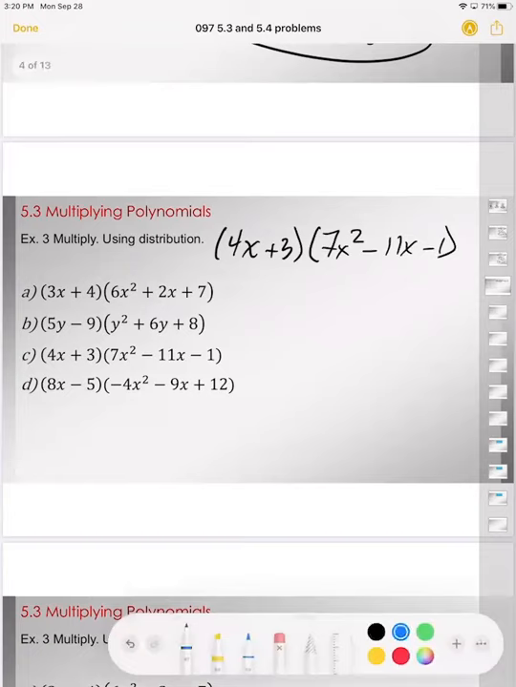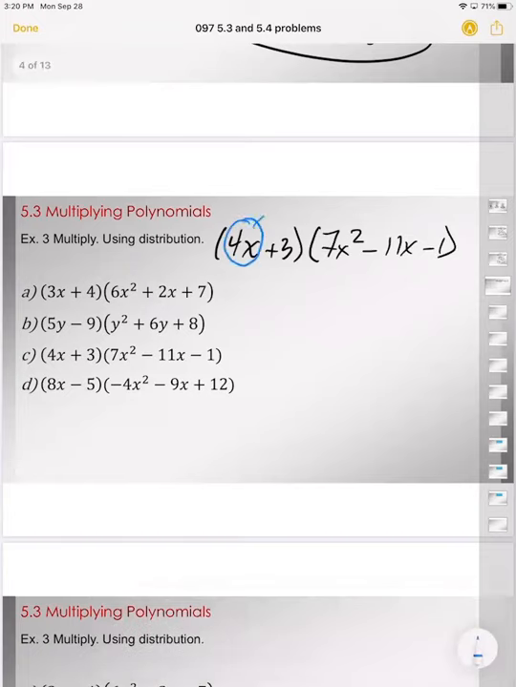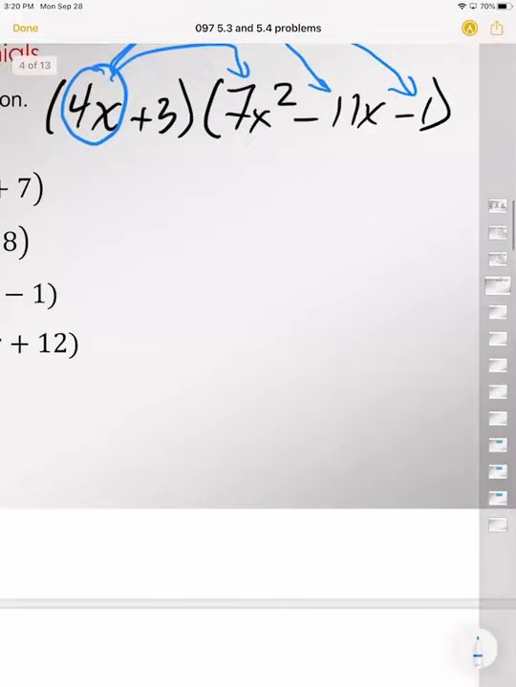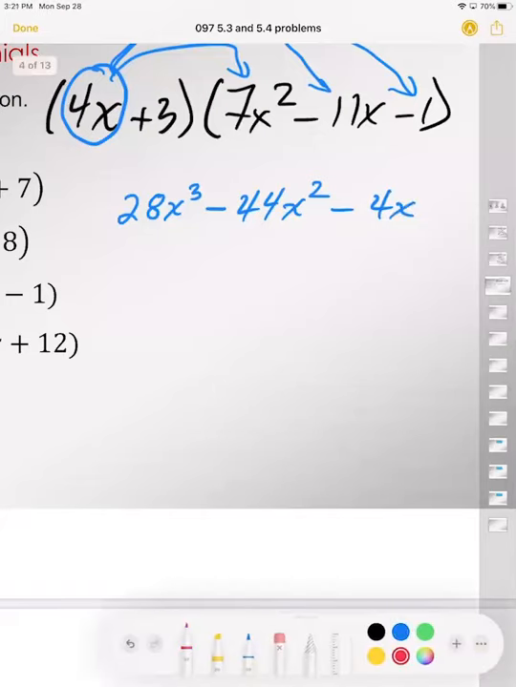And if you look at this item, the only thing different, like I mentioned, is that instead of a y, we have an x. All we need to do is take the 4x and distribute it in the second parenthesis. If I do that, I will have 28 because 7 times 4, x to the third because x squared times x to the 1, minus 44 because 4 times a negative 11, and x to the second because x times x. And lastly, I have a negative 4, because 4 times the negative 1 will give me a negative 4. Bring down my x.